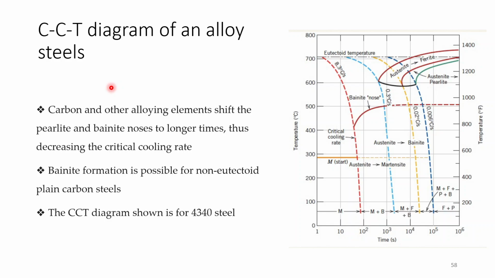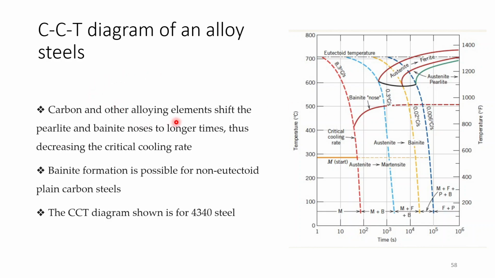Next is the CCT diagram of an alloy steel. So in case of some alloy steels, you can get a bainite bay as well. So in this case you will have a separate bay for bainite, where you can form bainite with the help of continuous cooling as well.